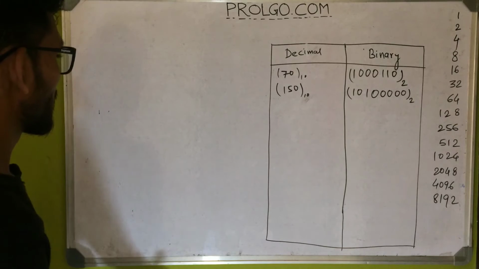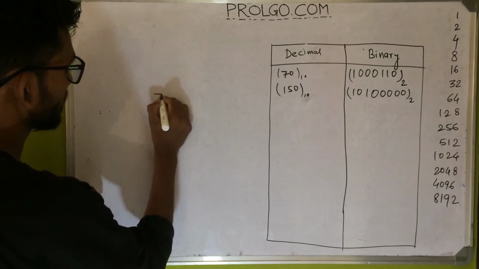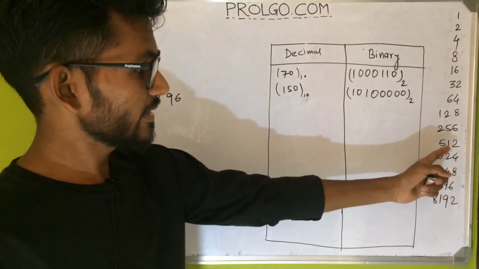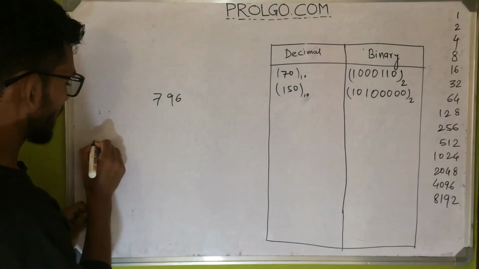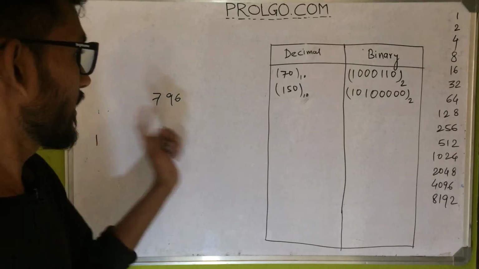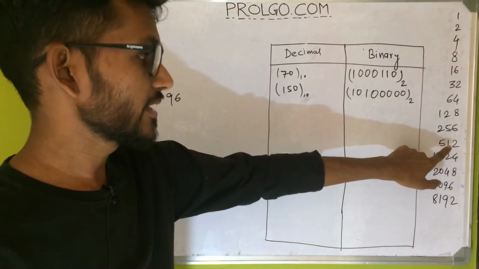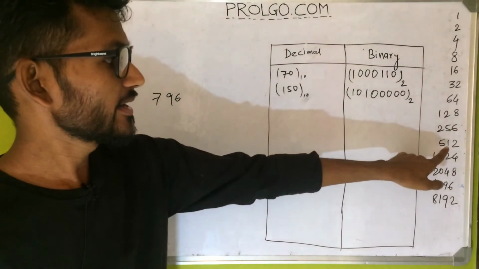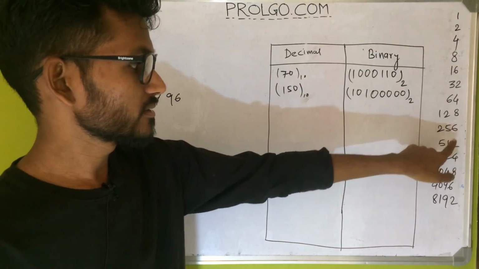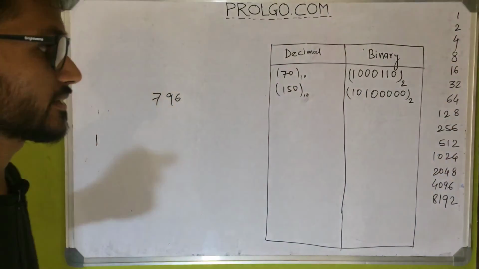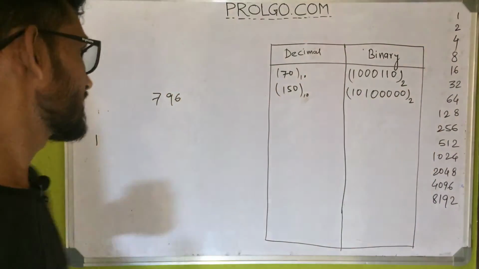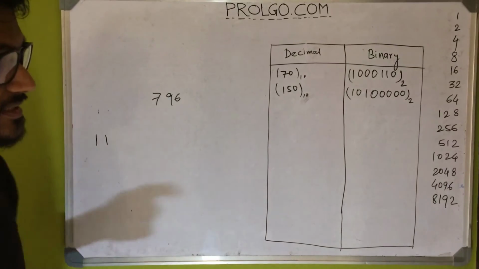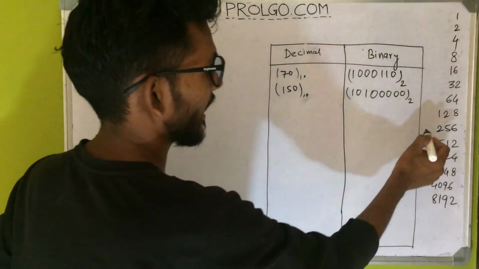Now let's take another number which says 796. Okay, so nearest number is 512. So I have taken 1. Now if we add 512 plus 256, how much will it be? 768. So we also have to add that. So we got 768. We have taken this one as well.